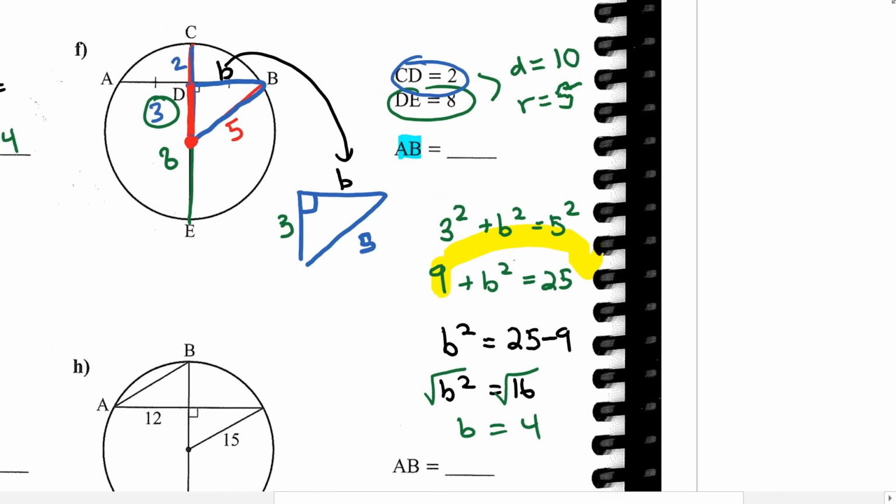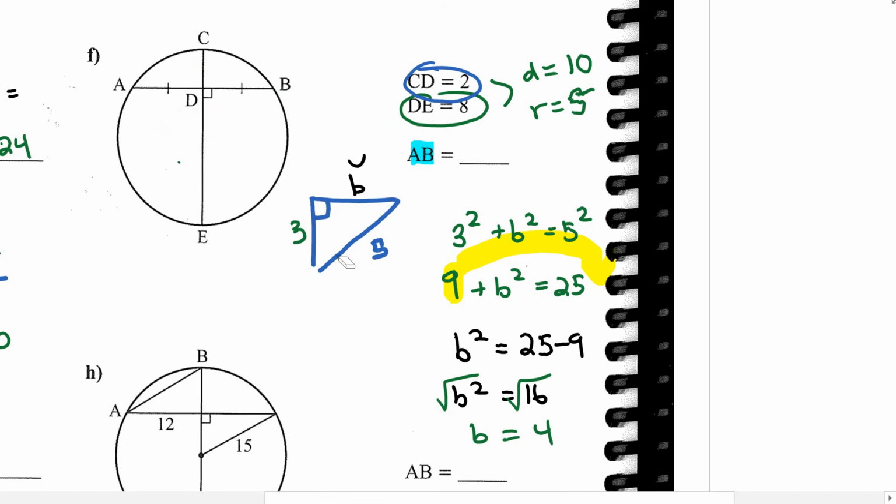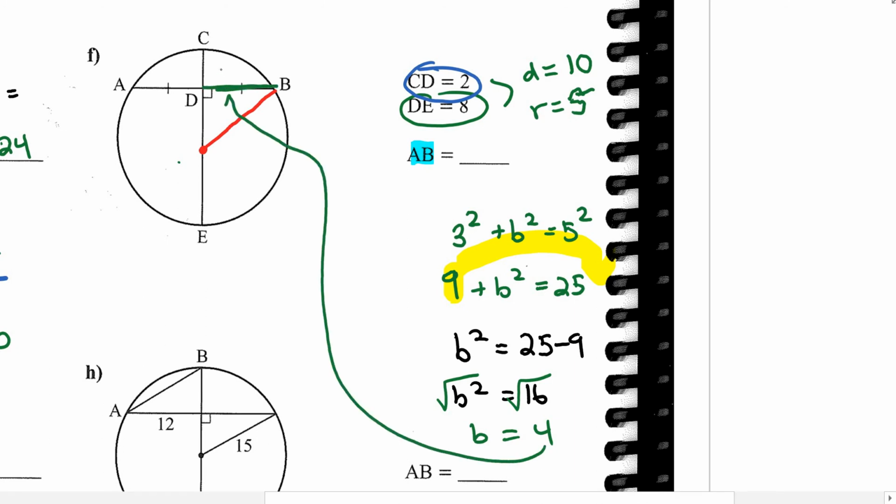Okay, so let's go back to my original diagram now. Let me just erase all this. Here's my center. And I know this distance right here has the value of 4. So that's 4. That means this distance here also has to be 4. 4 plus 4 gives you a value of 8. So the value of the chord AB is 8.